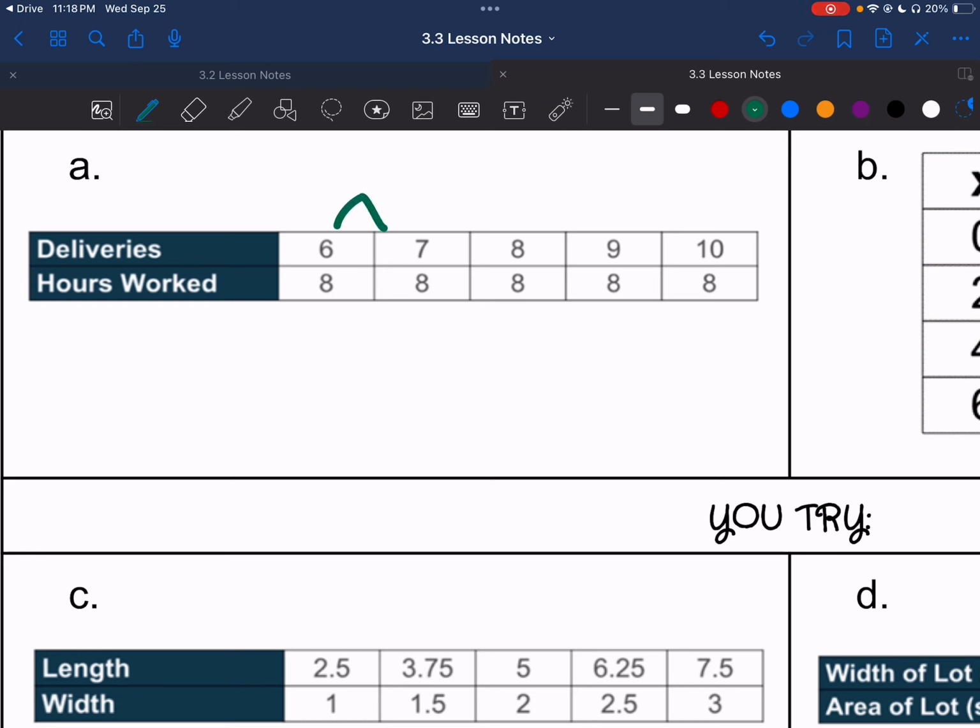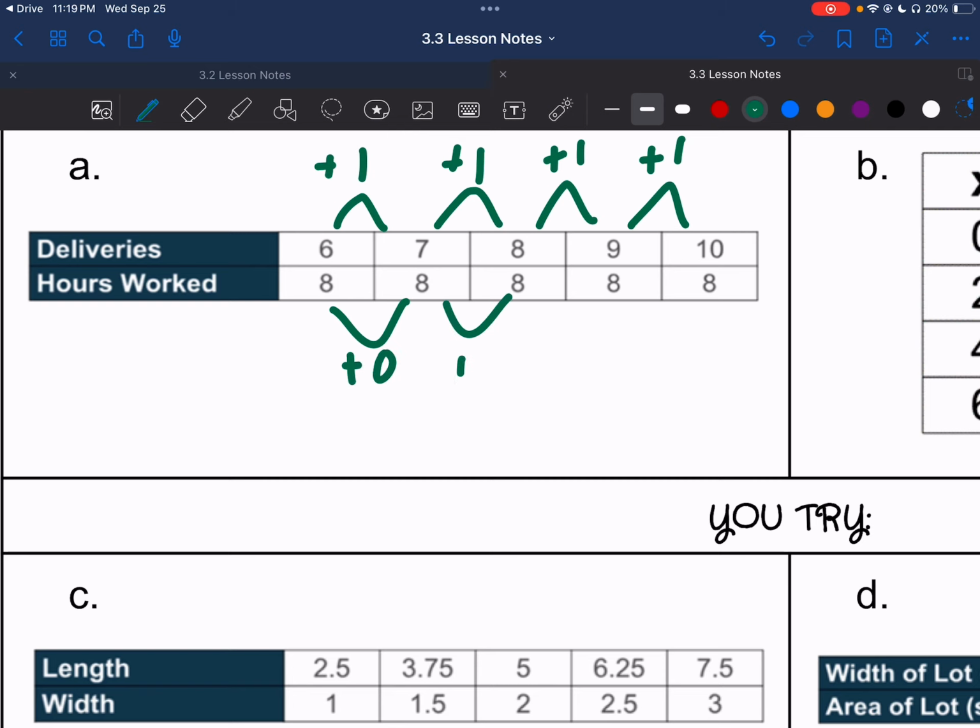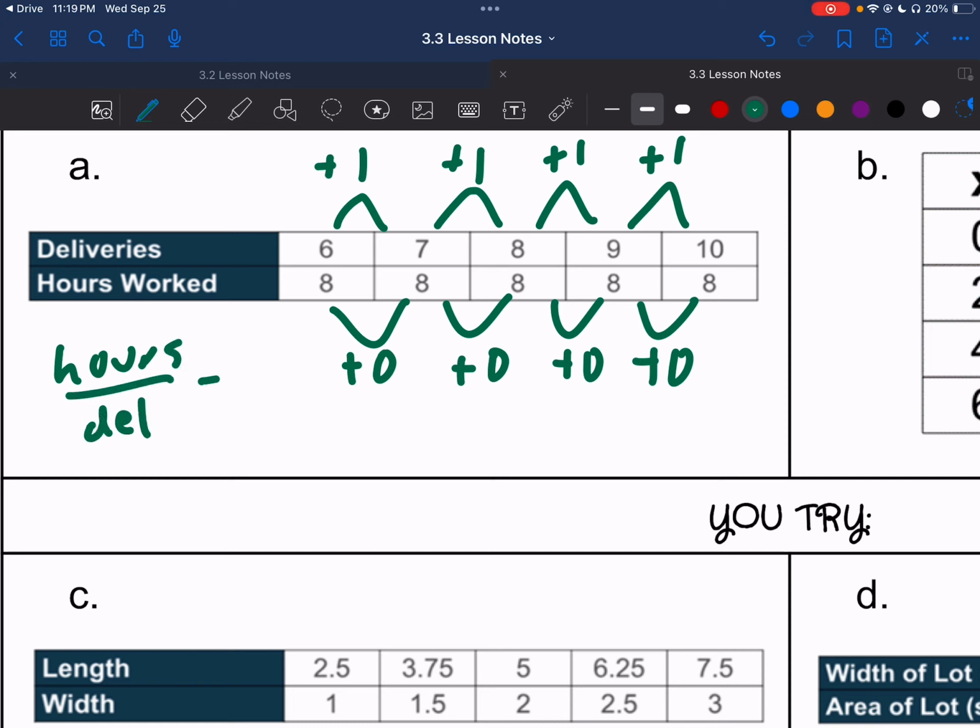So our first one, we have deliveries and hours worked. As our deliveries go up, we're adding 1 each time here. Adding 1, adding 1. And these we're adding 0. So if we're figuring this out, we are going to do our rate of change. So it's the hours per delivery, which is going to be the change of 0 over 1, which equals just 0.